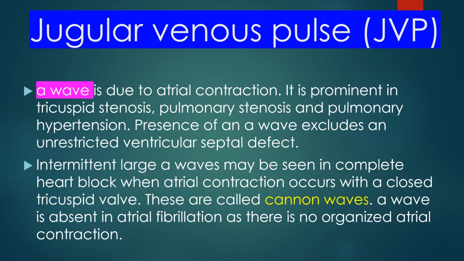Intermittent large A waves may be seen in complete heart block when atrial contraction occurs with a closed tricuspid valve. These are called Cannon A waves. A wave is absent in atrial fibrillation as there is no organized atrial contraction.